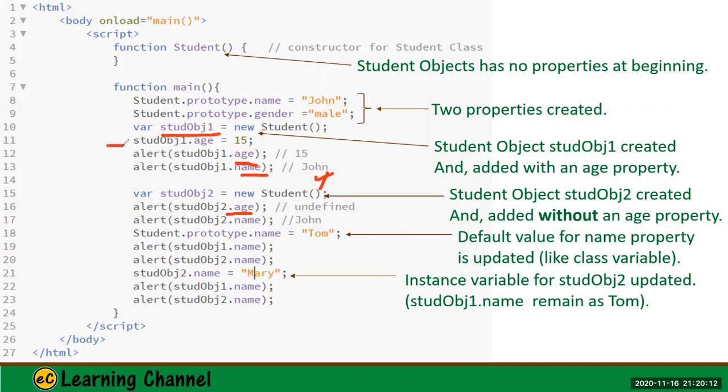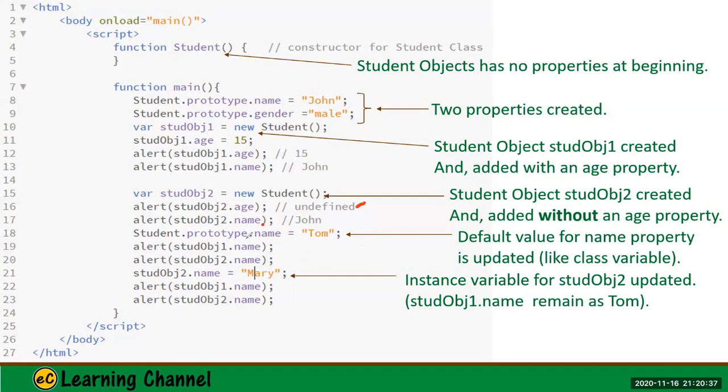For student object 1, we assign the age, so it's defined, right? But for student 2, we do not assign it. It creates object 2 from the prototype. It only inherits the name and gender, but it doesn't get the age. So at this moment, student 2's age is actually empty, right? And the name is Jiang, right?